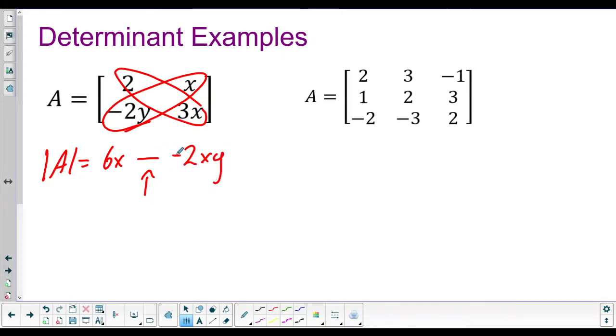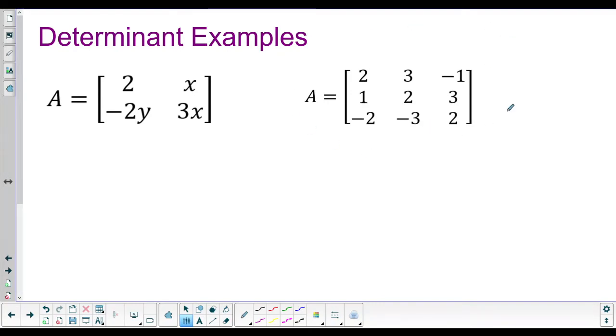So we have a double negative here. This minus is from there. This minus is from the equation of the determinant. So now we can just clean this up a little bit. Our determinant is 6x plus 2xy. Cool. All right.